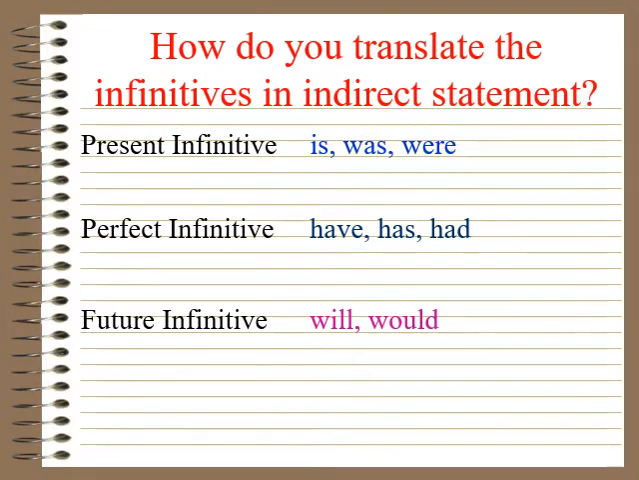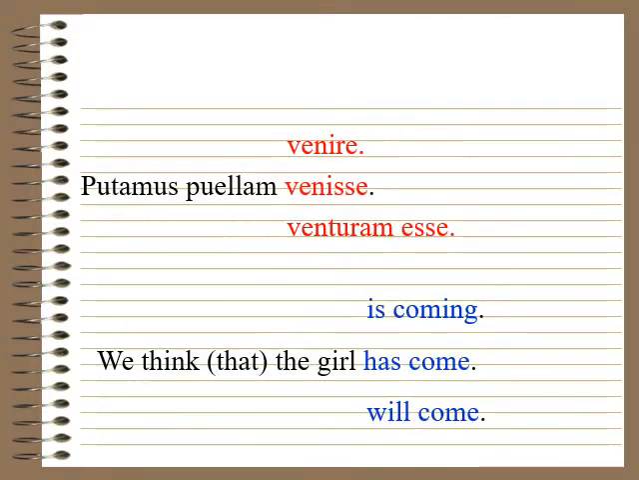So when you're translating, if you want it to be present, at the same time as the main verb, use is or was or were. That's if it's imperfect or whatever. You could also use the perfect infinitive to say it's before, and you would use have, has, or had. And if you wanted it to take place after, you would usually use would, but you could also use will.